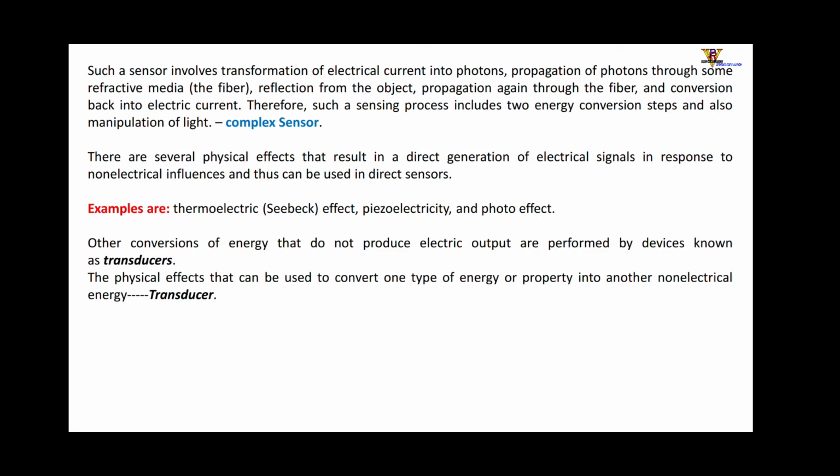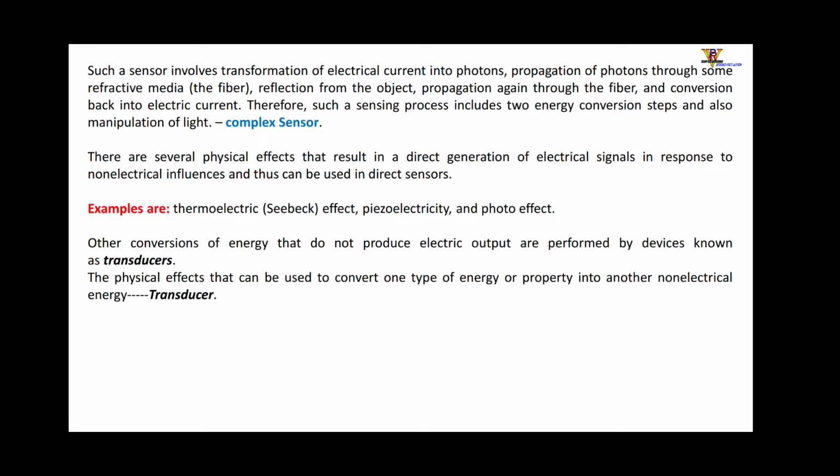Such a sensor involves transformation of electrical current into photons. So this sensor requires transformation of electrical current into photons, then propagation of photons through some reflective media, that is the fiber, then reflection from the object, then propagation again through the fiber, then conversion back into the electric current. Therefore, such a sensing process includes two energy conversion steps and also a manipulation of light.